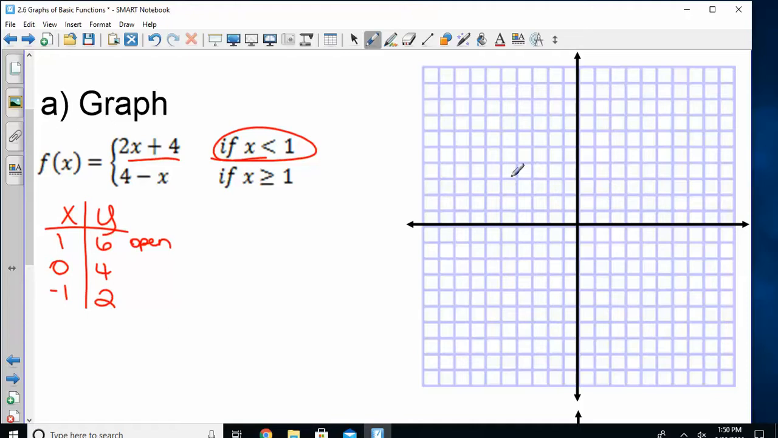So I'm going to graph this at 1, 6. We have an open circle. And then we have 0, 4, negative 1, 2. When I connect these, does this line extend both ways? No. This was my starting point, my open circle. So it starts there and it's only extending this way. Okay, so the thing about those piecewise, you have to watch your starting and stopping points. You only extend it in one direction.